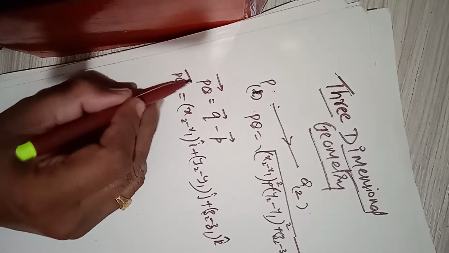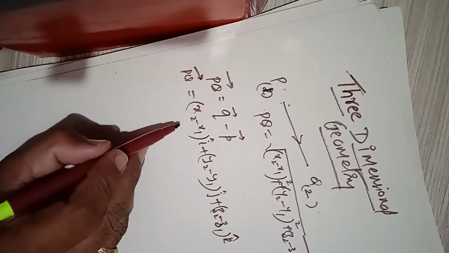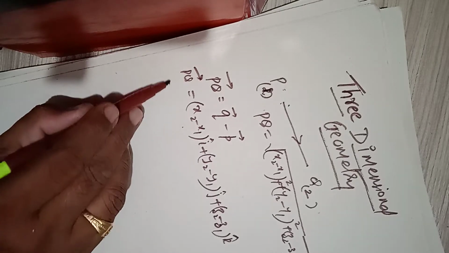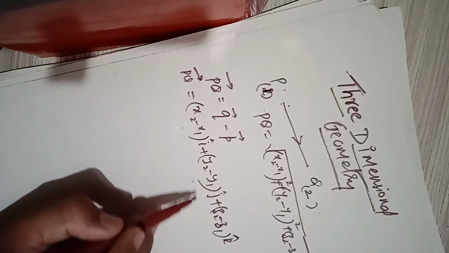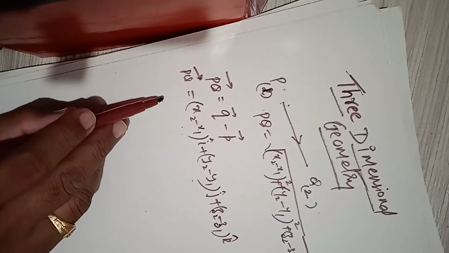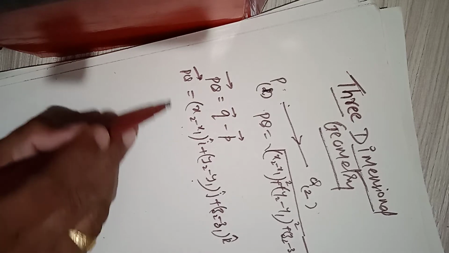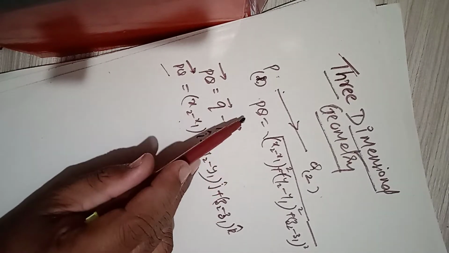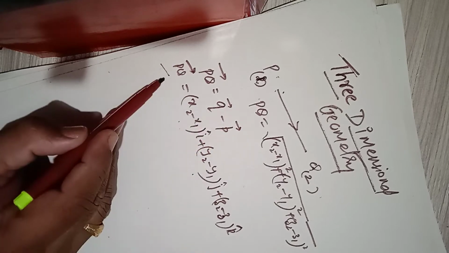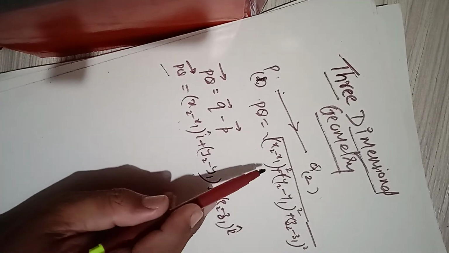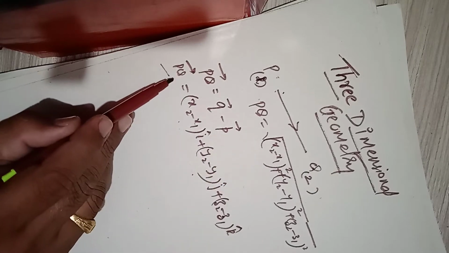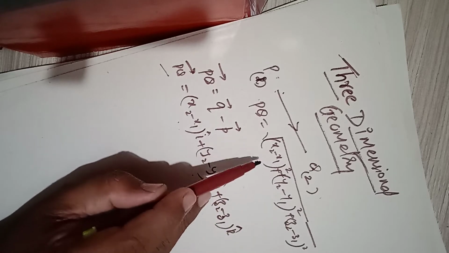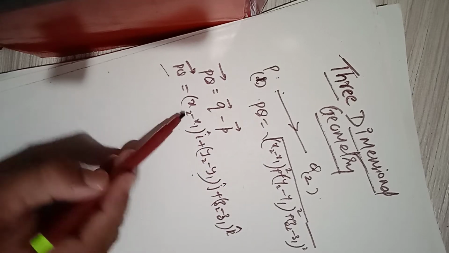Here we deliberately focus on the components, scalar components and vector components. Here we can easily see that the scalar components of vector PQ are x2 minus x1, y2 minus y1 and z2 minus z1, which are fortunately also the direction ratios of vector PQ. So with this we can conclude that the distance PQ, which gives you the magnitude of vector PQ, is nothing but the square root of the sum of the squares of the direction ratios, that is, of the scalar components of vector PQ.